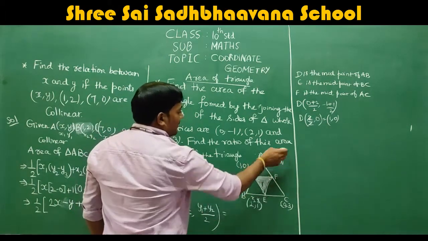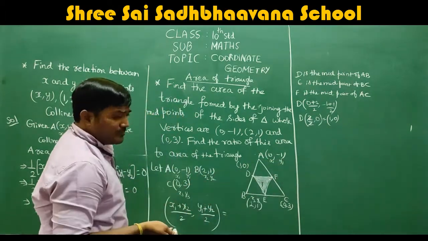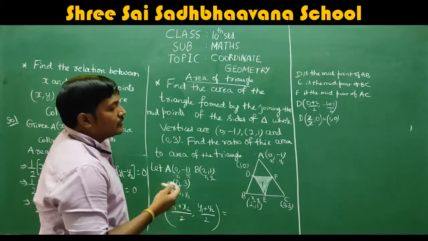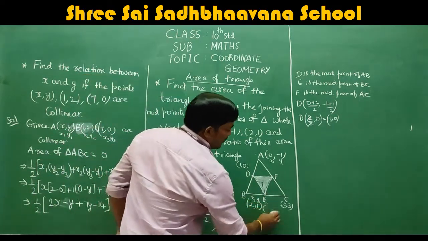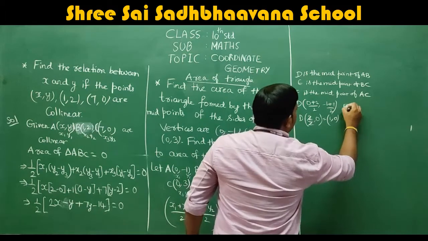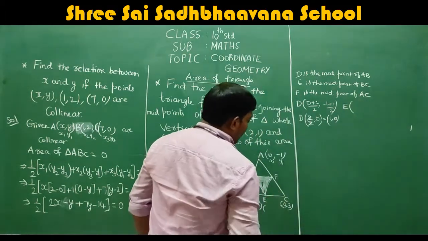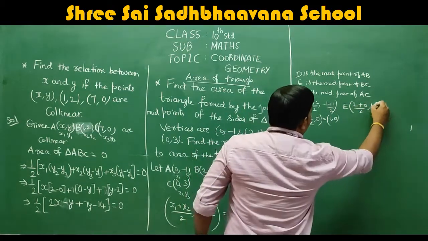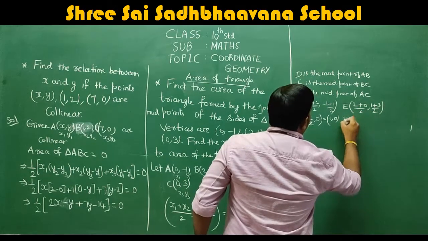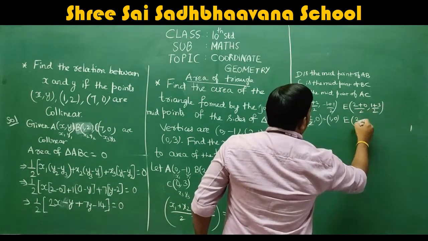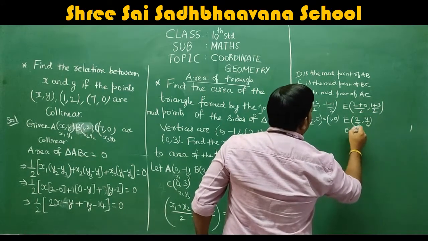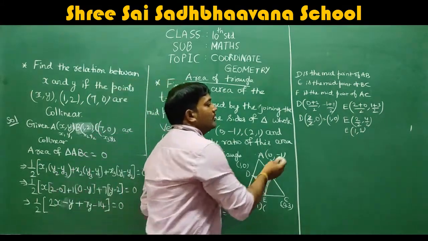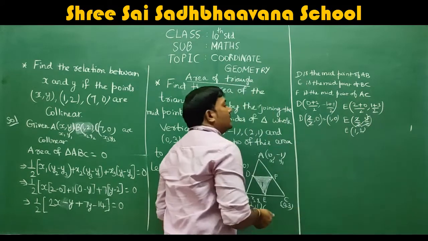Okay, 2 plus 0 by 2, and minus 1 plus 1. Add those, you will definitely get 0. 0 by 2 is 0. So D we got. Similarly, find E. What do you get for E? So what is the E value? 2 plus 0 by 2. Correct, 2 plus 0 by 2. Next, 1 plus 3 by 2. So E point is 2 by 2, comma 4 by 2, which is 1 comma 2. Correct? It is 1 comma 2, because 2 by 2 is 1 and 4 by 2 is 2.